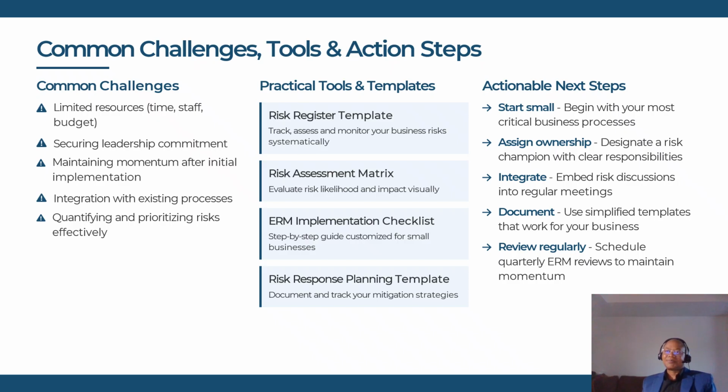Number 3, maintaining momentum after initial implementation. This is a very common mistake most organizations make. After the initial successes, some people may relax or rest on their laurels and lose focus. But you must ensure that your ERM implementation has a checklist, a step-by-step guide customized for your small businesses. Then you must integrate and embed risk discussion into regular meetings.